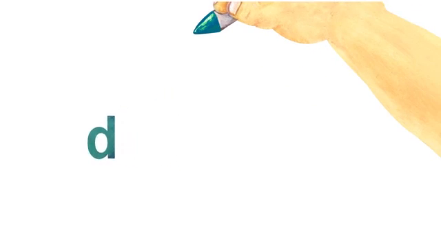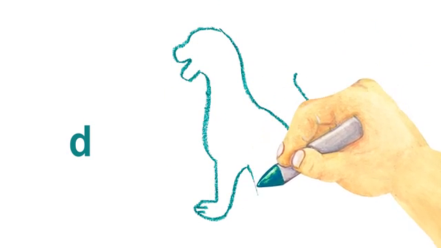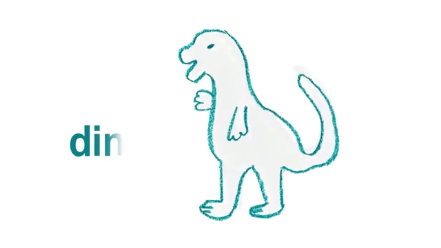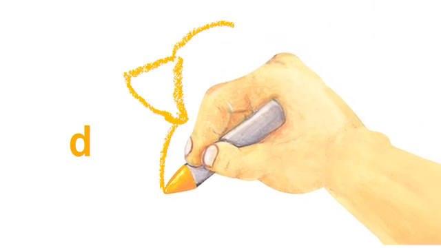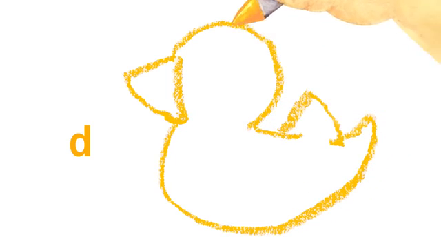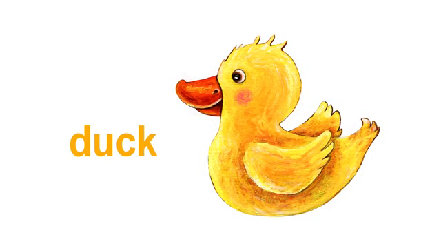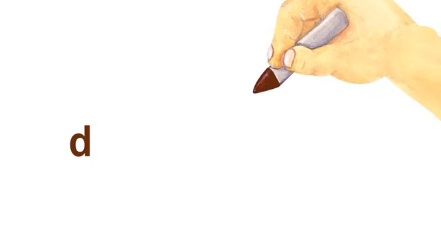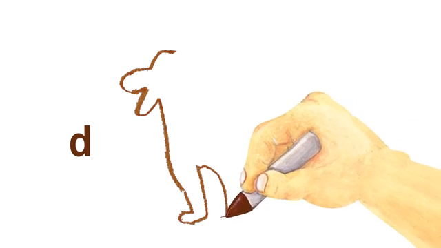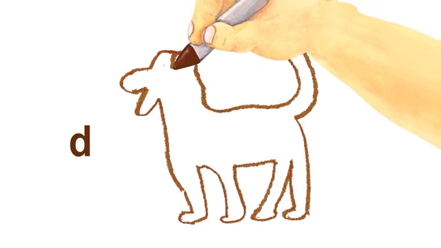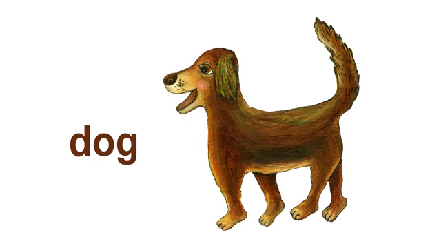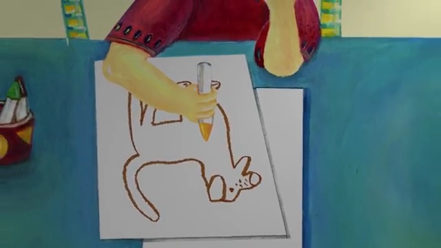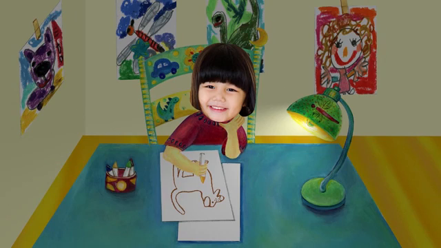Next comes the letter D. Let's draw some animals with names starting with D. What is this? This is a dinosaur. Let's draw another one starting with D. What about this? This is a duck. Quack, quack. How about this one? This is a dog. Woof, woof. Let's see who's been drawing all these pictures. That's Daisy. Daisy's been drawing all the pictures.